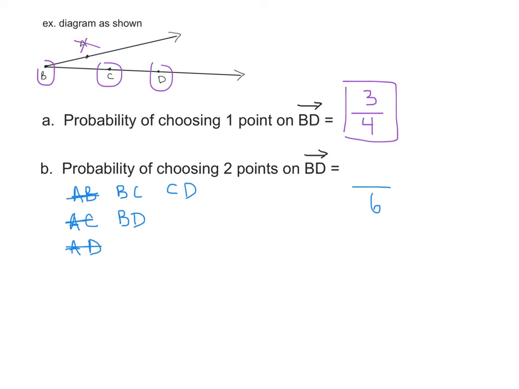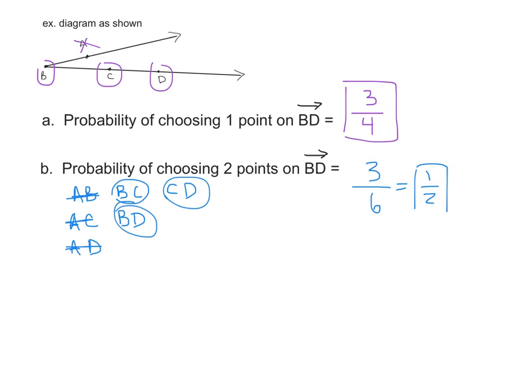Those have 2 points on the winning ray. BD, that's a winner. It has 2 points on the given ray. CD, 2 points on the winning given ray. So my winning choices are 1, 2, and 3. 3 of my 6 ways that I can choose 2 points end up giving me a winning solution because it gives me 2 points that both fall on the right ray. And of course, we're going to reduce that to 1/2.